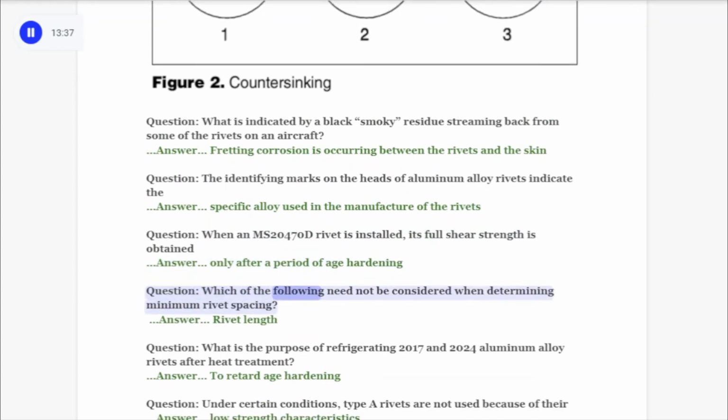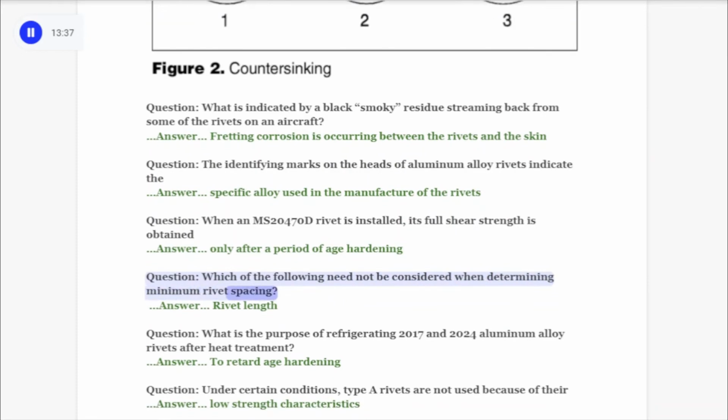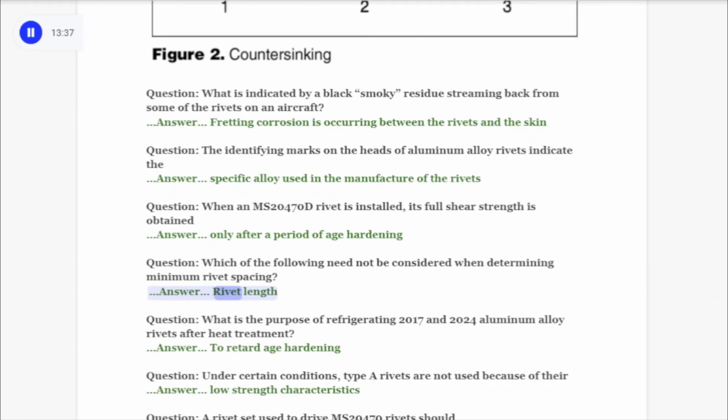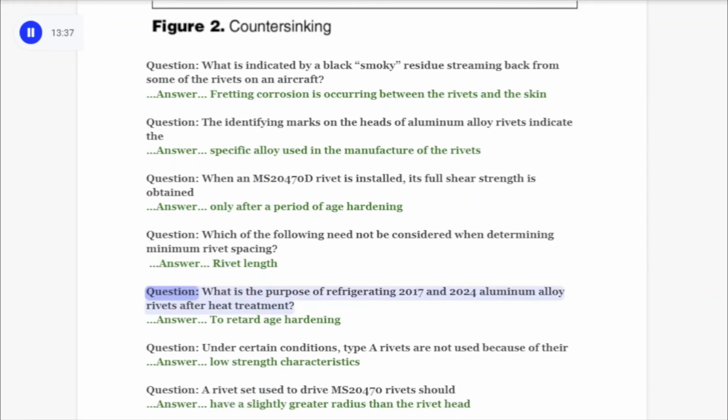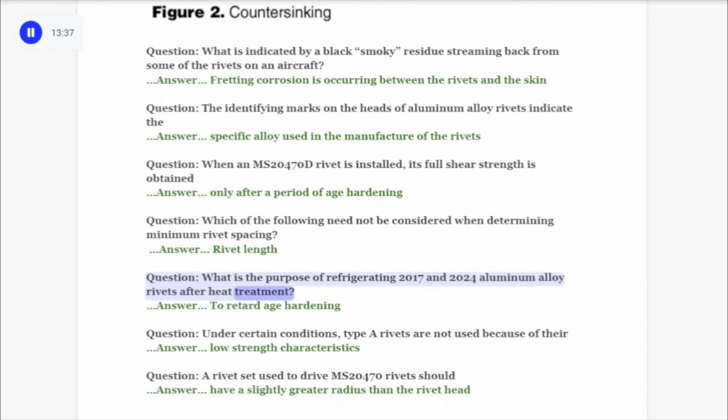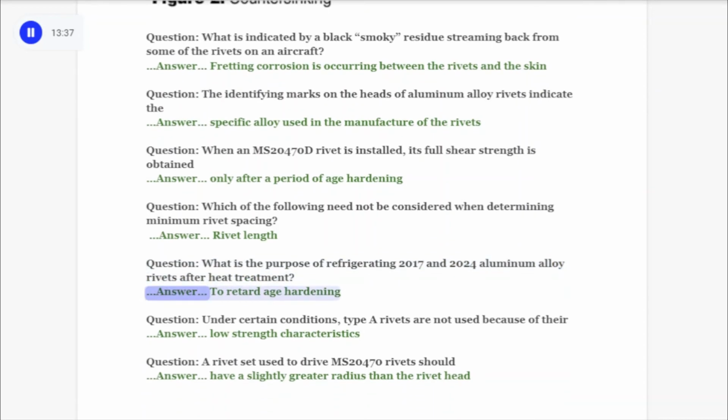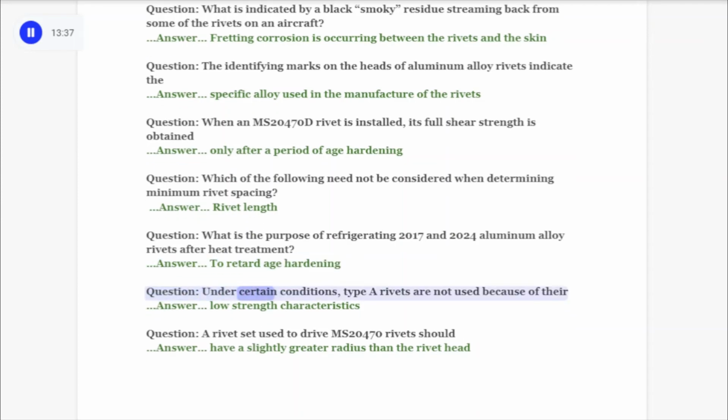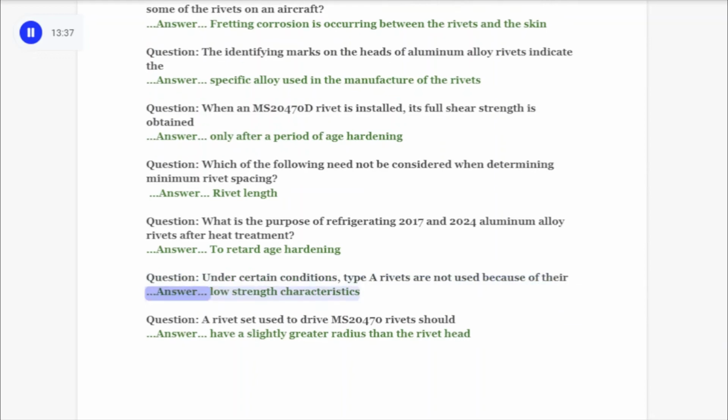Question: Which of the following need not be considered when determining minimum rivet spacing? Answer: Rivet length. Question: What is the purpose of refrigerating 2017 and 2024 aluminum alloy rivets after heat treatment? Answer: To retard age hardening. Question: Under certain conditions, Type A rivets are not used because of their? Answer: Low strength characteristics.